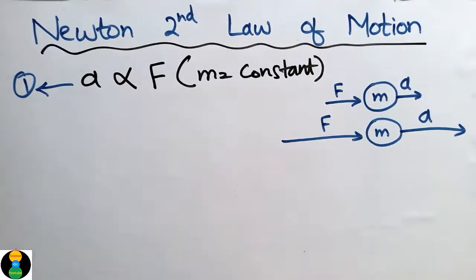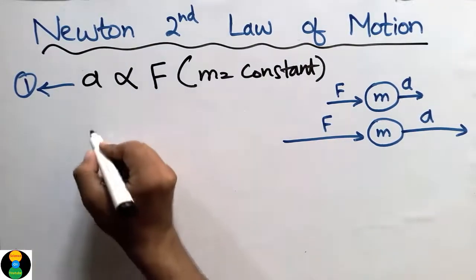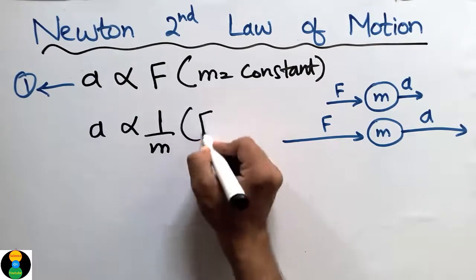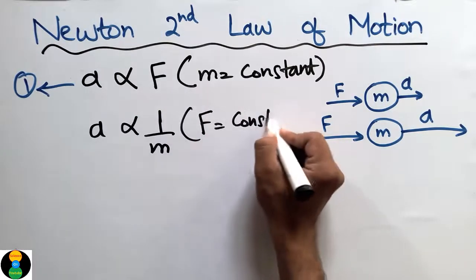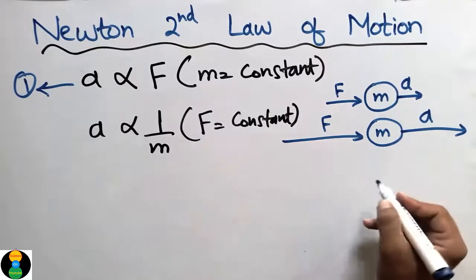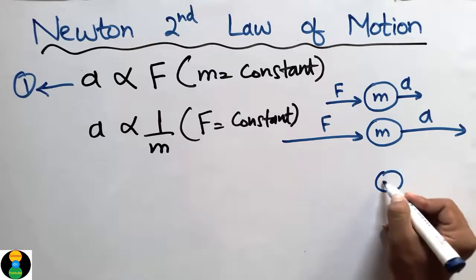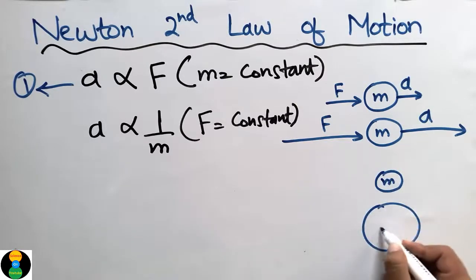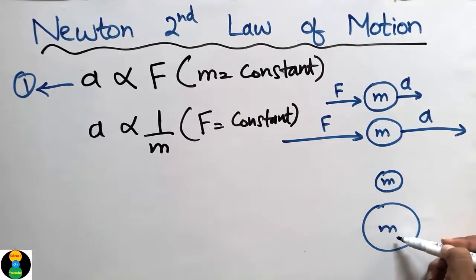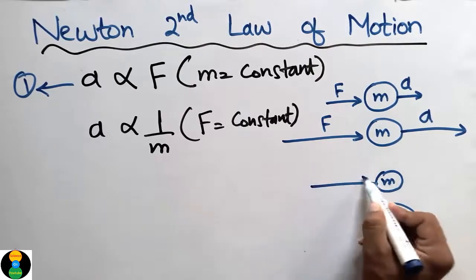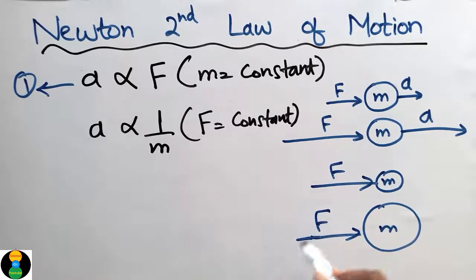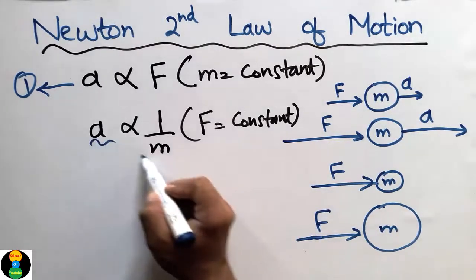The second equation is that the acceleration has an inverse relation with the mass when the force is constant. If I again consider this is an object of mass M and this is another object M, there are two different objects. One is a small object, one is a bigger object. When the force is constant on both objects, it means that the acceleration is in inverse relation with the mass.